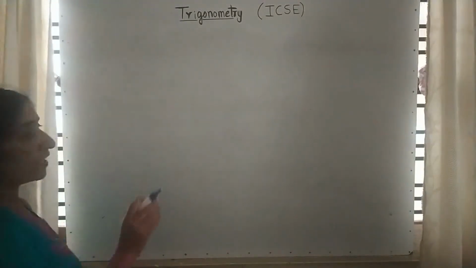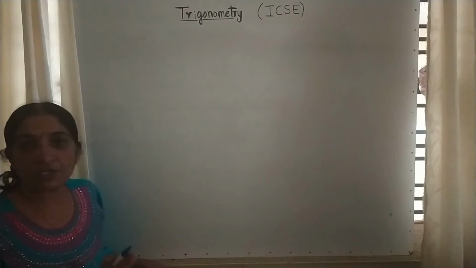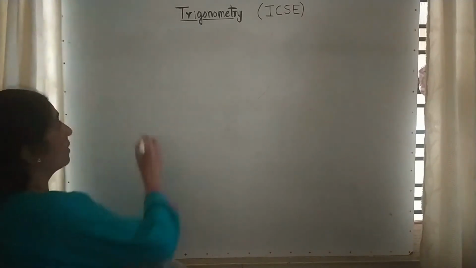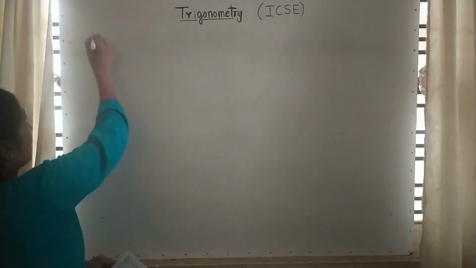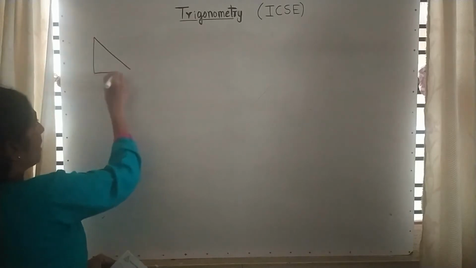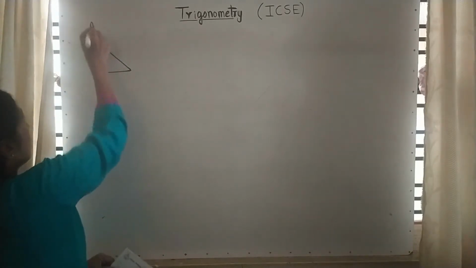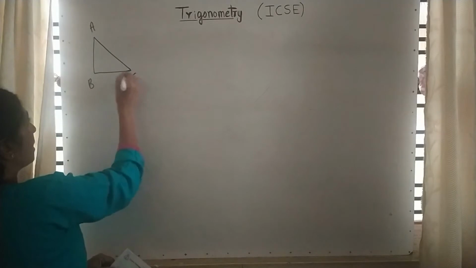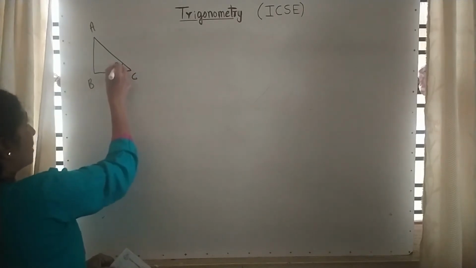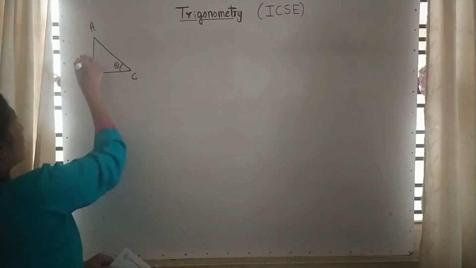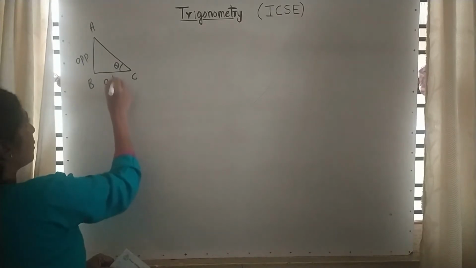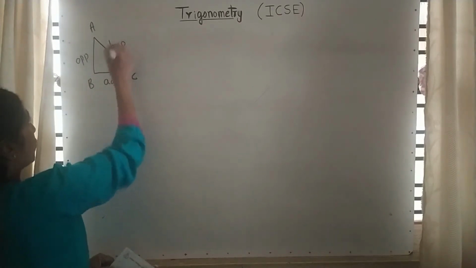In trigonometry, we are defining all the 6 trigonometric ratios in the right angle triangle. So draw the right angle triangle and take an acute angle. Let us call the vertices A, B, C. Take an acute angle. Exactly, this is the opposite side, this is the adjacent side and this is the hypotenuse.